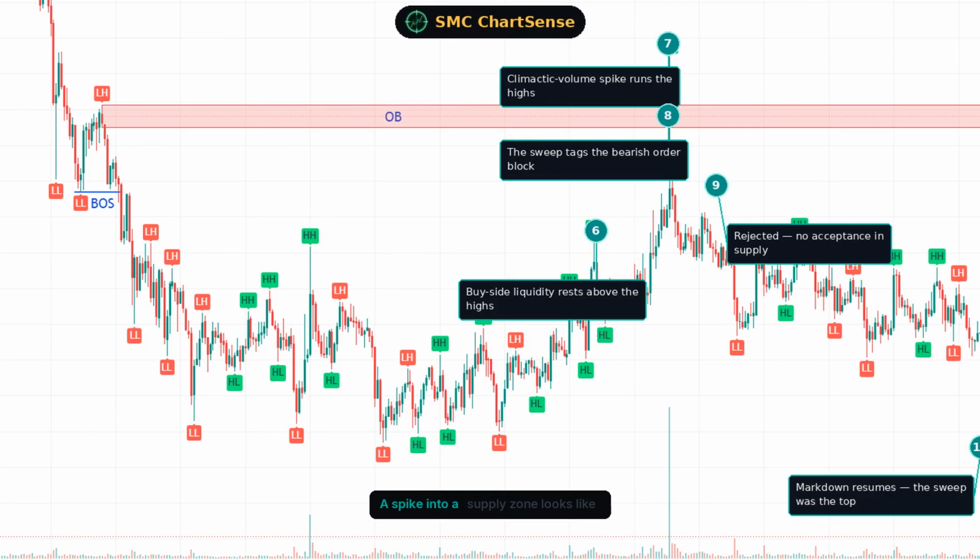A spike into a supply zone looks like a rejection. This chart reads it more precisely. A reach for the liquidity resting above the highs. A long recovery builds an obvious shelf of highs. Then one climactic volume spike runs the orders above them, tags a bearish order block at the same level, and fails. The spike that ran the liquidity was the top.